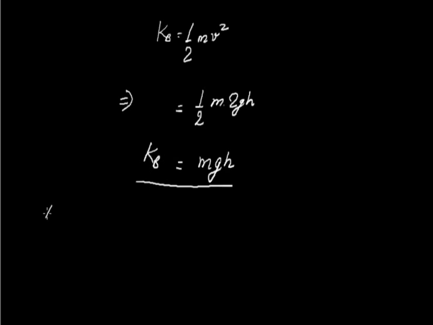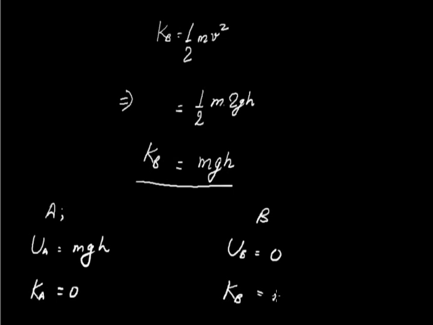Now, if we compare, at point A, the potential energy was mgh while the kinetic energy at A was 0. At point B, the potential energy is equal to 0, but the kinetic energy at point B is equal to mgh. So what we find is that in the process of falling, the potential energy converts into the kinetic energy. And the kinetic energy, which was 0 at A, turns out at point B as the potential energy being 0. So the whole potential energy at the height h is converted into the kinetic energy at point B.